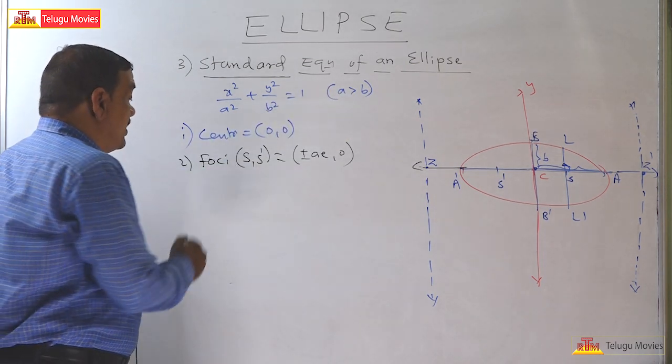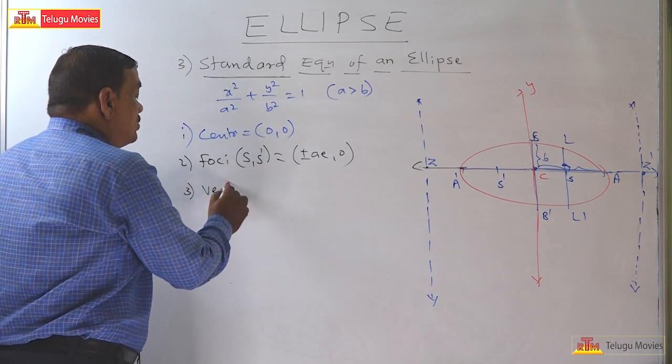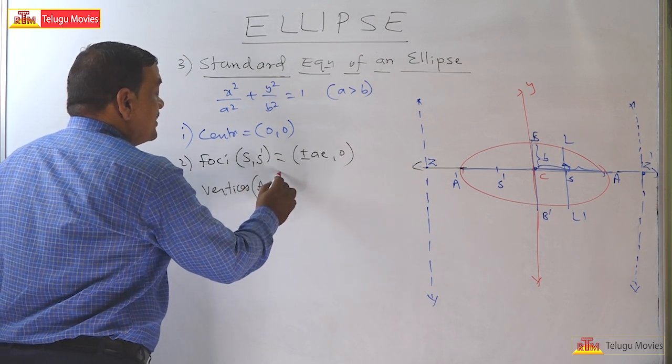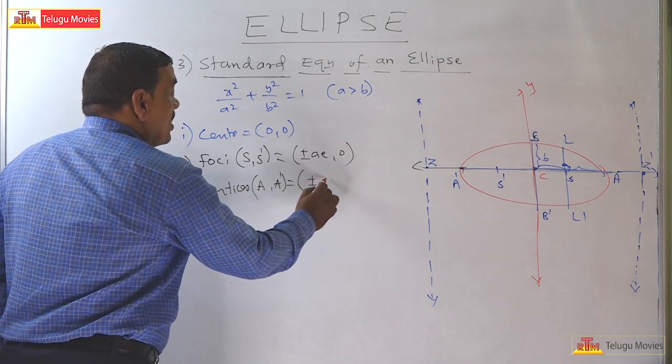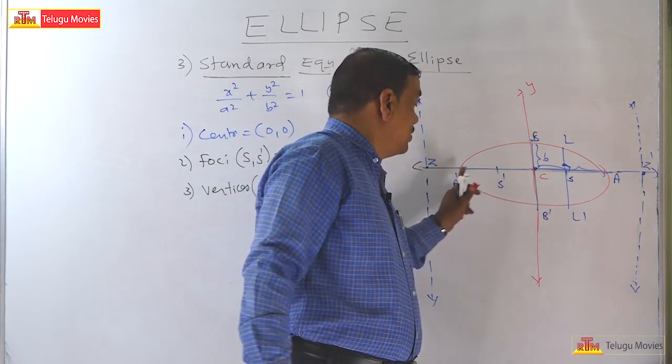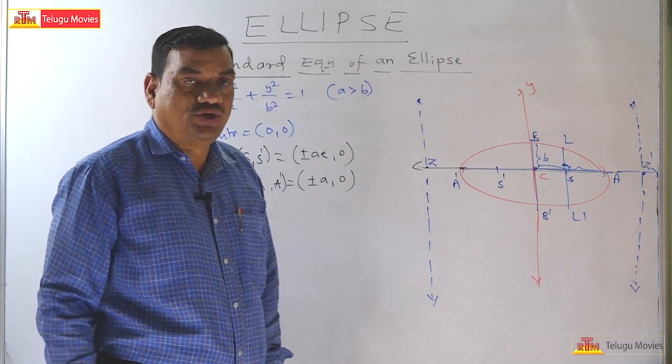Next, go forward. A and A dash are called vertices. This is given by the formula plus or minus A, 0. So this is A, 0, and this is minus A, 0.